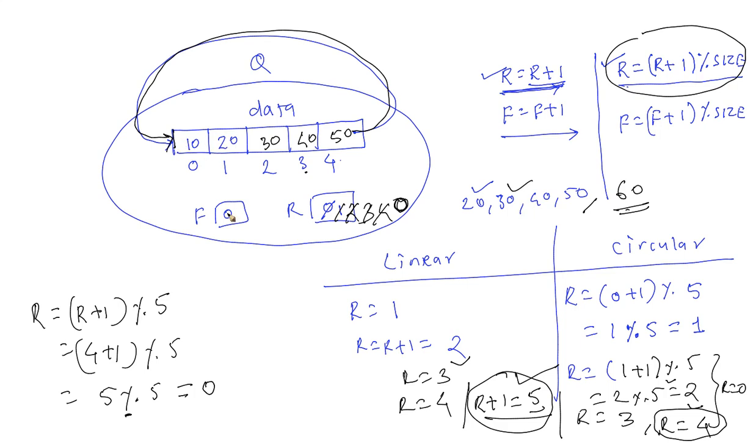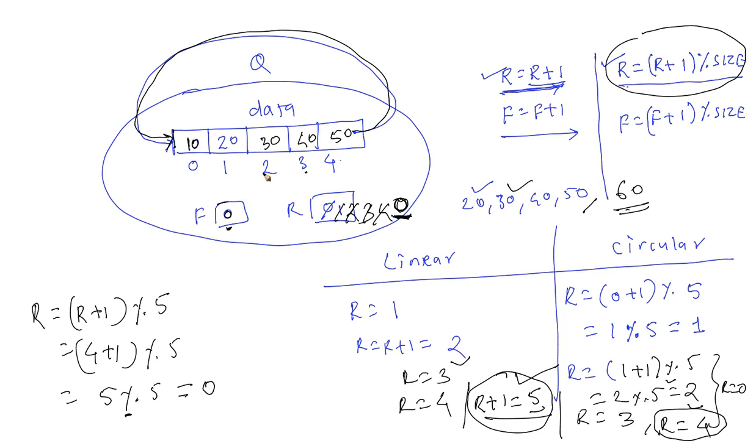Now in this case, F is also 0, right? F is 0 means there is an element present here. So when I increment R, R becomes 0, and that incremented value of R is equal to F, right? Circular incremented value of R is 0, and if that is equal to F, then I will conclude that in this case the queue is actually full.